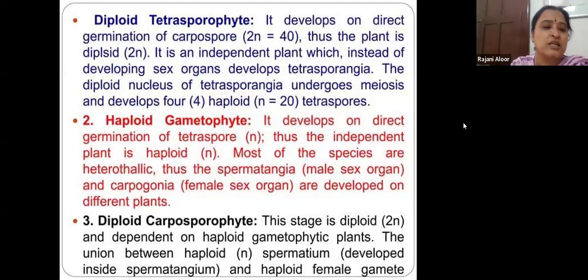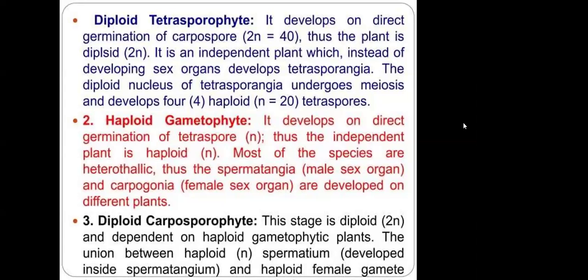And the next one is the sperma. Here, the names of the male and female sex organs are also different. In Chara, the male sex organ. What is the name of the male sex organ? Antheridium.